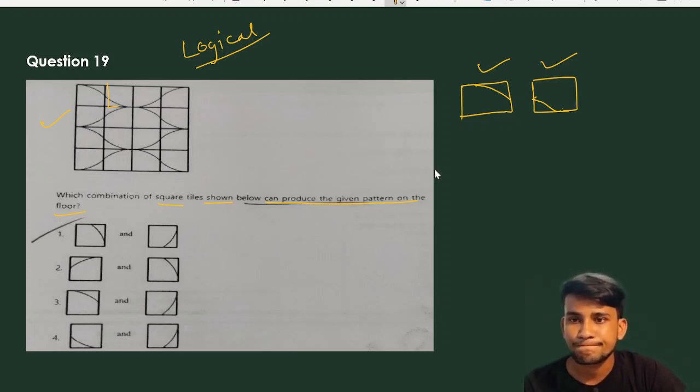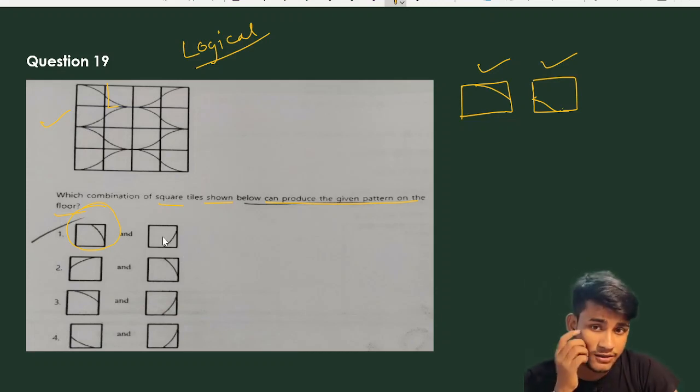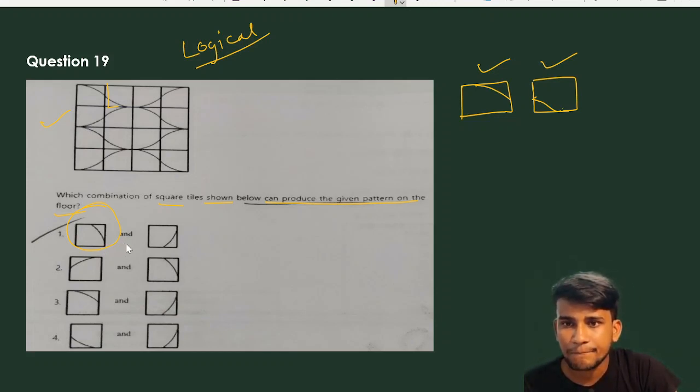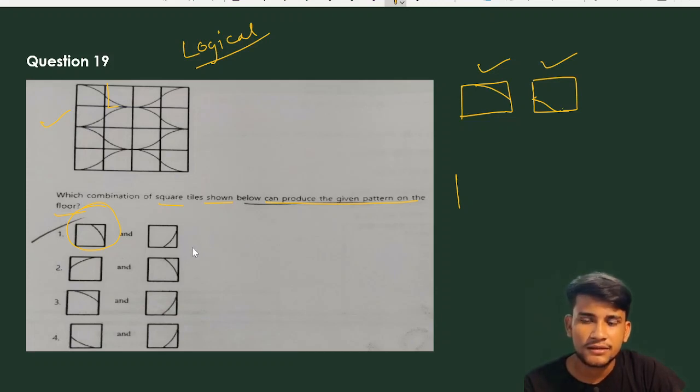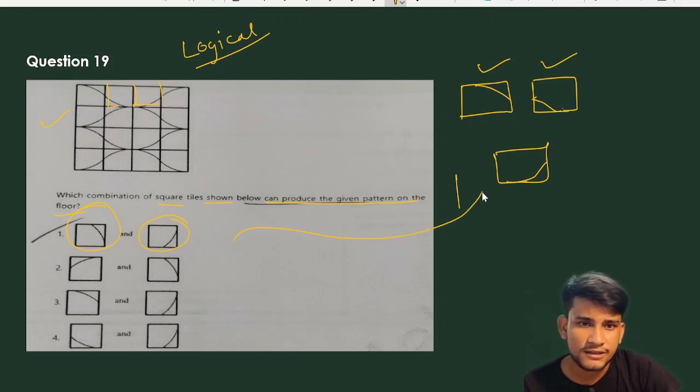So see, if you rotate this piece of tiles, if you rotate this type of tiles, can you get this type of tiles? Can these two tiles make the whole tiles? And if you rotate these two tiles, you can make this. So you can make this type of tiles. So see, these tiles can be made in this way.